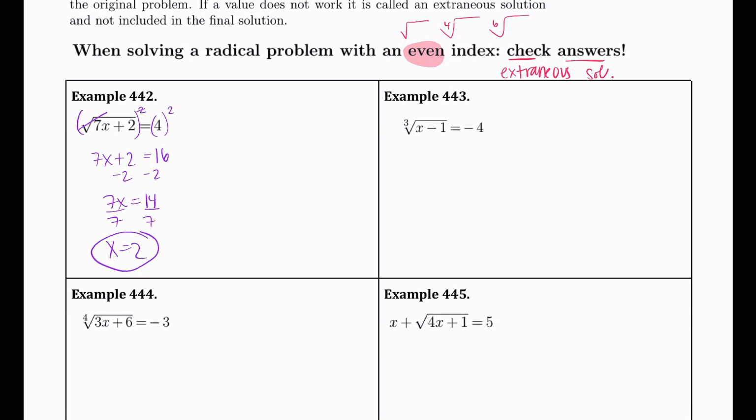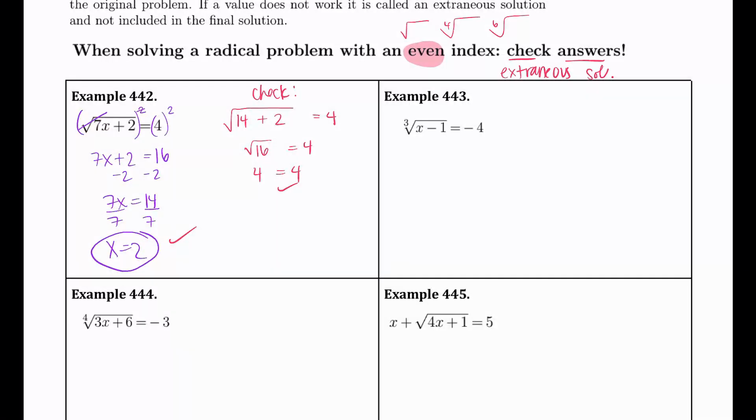All right, to check this, we're going to plug it back into our original equation, and you can do this in your head, in your calculator, however you want to. We're just going to see if it works. We have the square root of 7x, or 7 times 2, which is 14, plus 2 equals 4. 14 plus 2 is 16. The square root of 16 is 4, so we get 4 equals 4, which is true. So that means that was a solution.